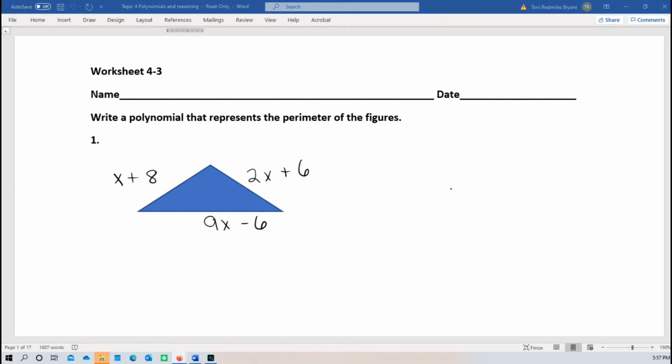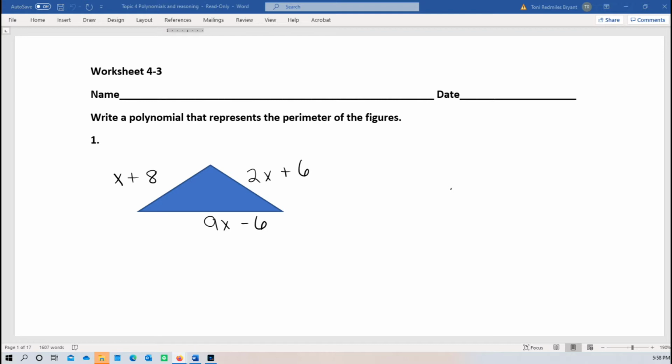All right, this video is for worksheet 4-3 for the class Discovering Algebra 1, Part 1. And in this one, we're doing some polynomials. So if you remember back in middle school geometry, you probably learned about perimeter. Perimeter is just adding up all the sides of a shape.